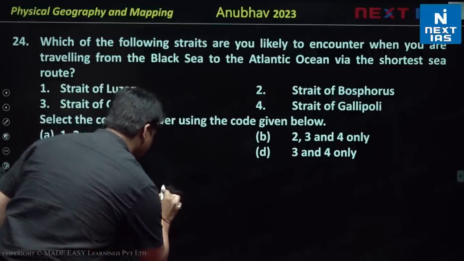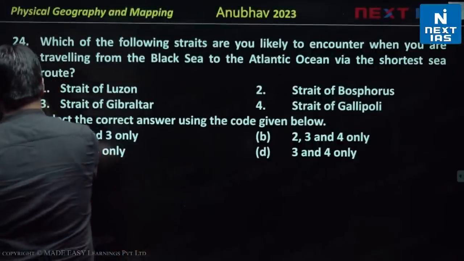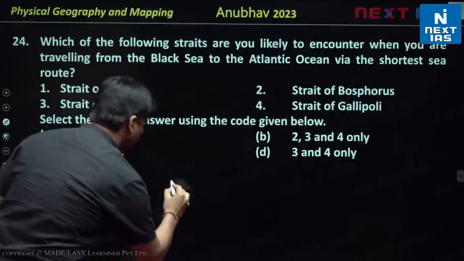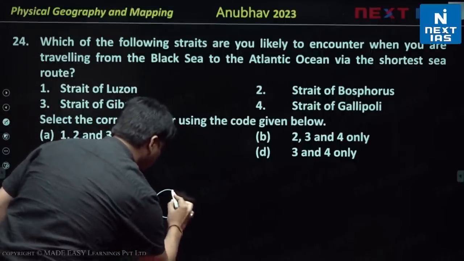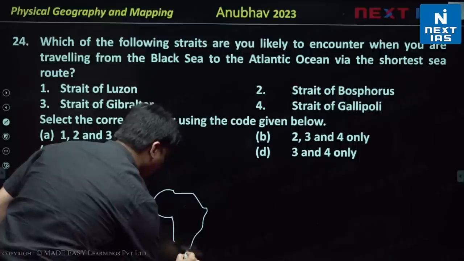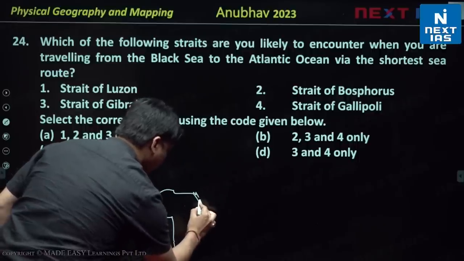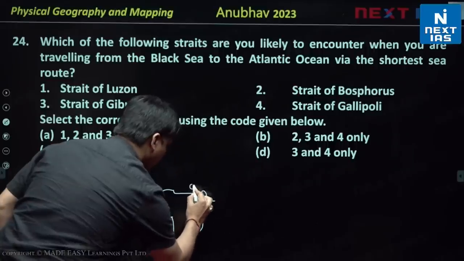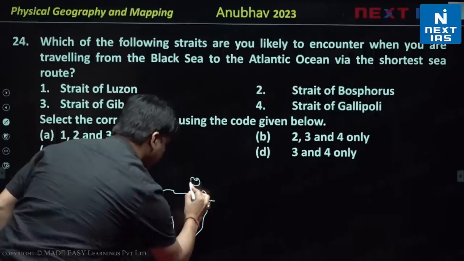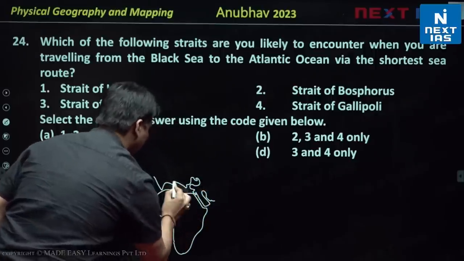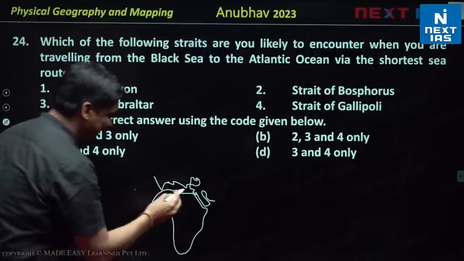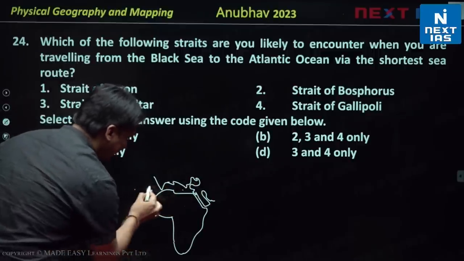Like imagine this is, so let's say this is Africa. This is Western Asia. This is Black Sea. And this is your Mediterranean Sea, correct? So the question is about the shortest route between Black Sea and Atlantic Ocean. This is Black Sea, this is Atlantic Ocean.